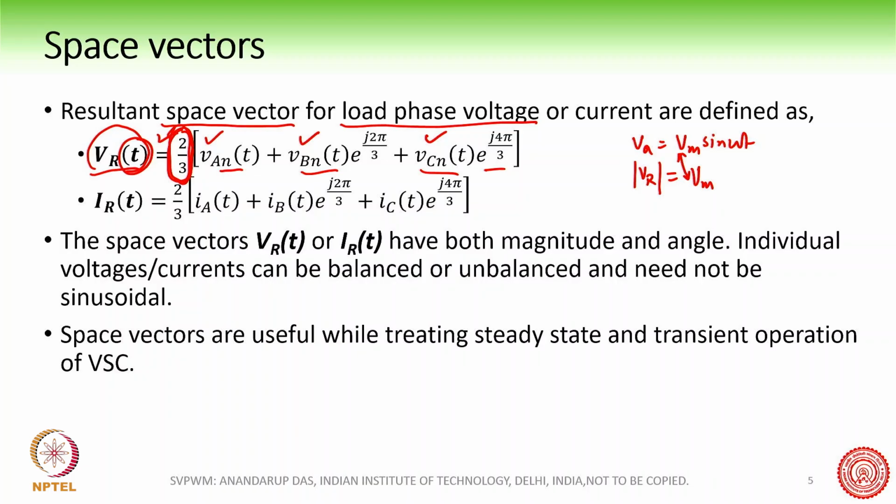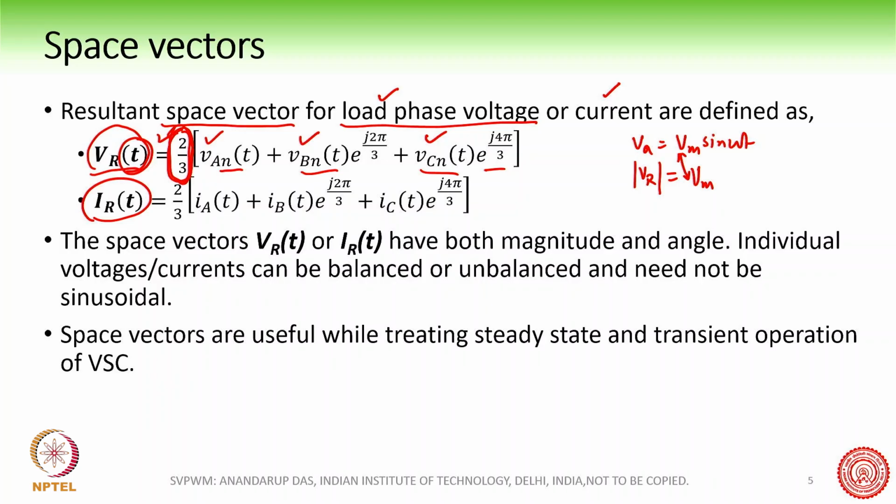Now, as I told you, space vectors are a mathematical quantity and can be used for any three-phase quantity. So we can define a space vector for load phase voltage, but we can also define a space vector of current. The space vector of current is like this: IRT, the resultant space vector, is 2/3 of IAT plus IBT, and like that. So space vectors can be used for many quantities.